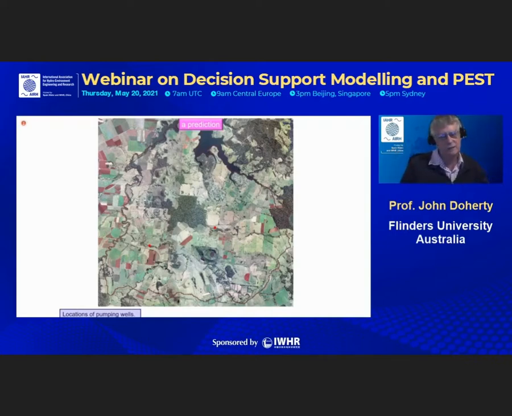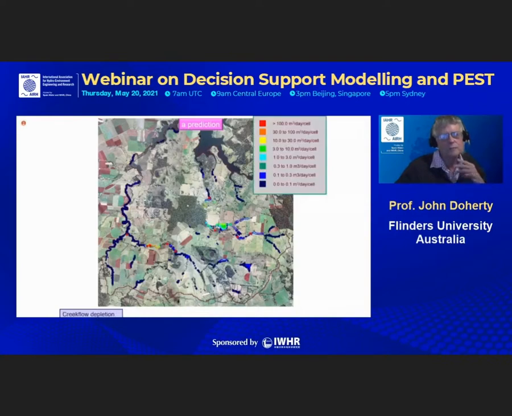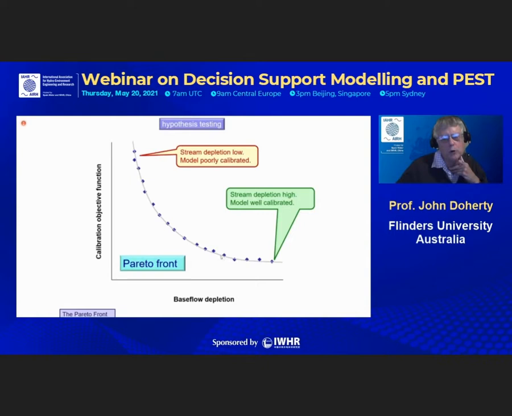I said to PEST, PEST, I don't care how you do it. Come up with a parameter set that makes him not deplete the stream, but also fit the past and come up with reasonable parameters. Now, what I expected to happen, I put more and more weight on the observation that he didn't deplete the stream, and I expected to come up with this thing called a Pareto front, which measures what I've got here is the weight that I place on that hypothesis versus what I expected to see of the objective function, which measures model to measurement misfit under historical conditions.